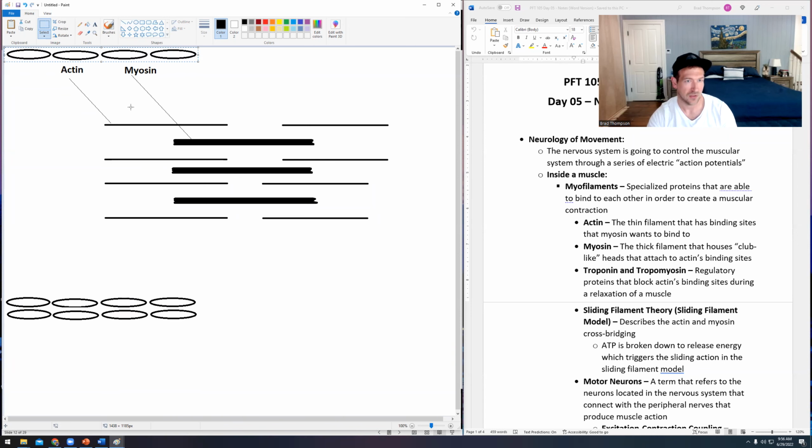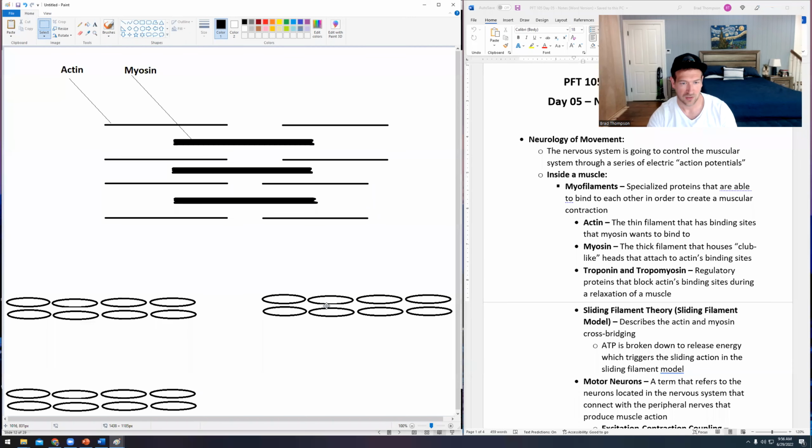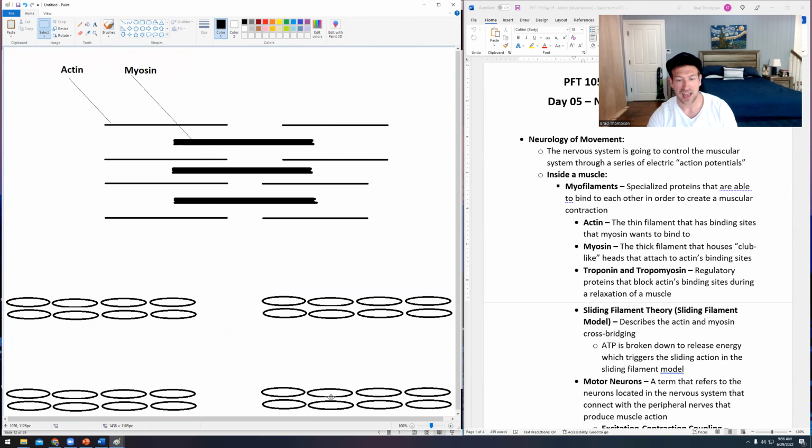I need another one. We'll put that one here. We'll put another one over here. And we'll put another one over here. Okay, so now if we zoom in, that's what this thin actin strand that we're seeing right here looks like. They've got these little binding sites on them, right? And then there's that really thick band in the center there of myosin, right?